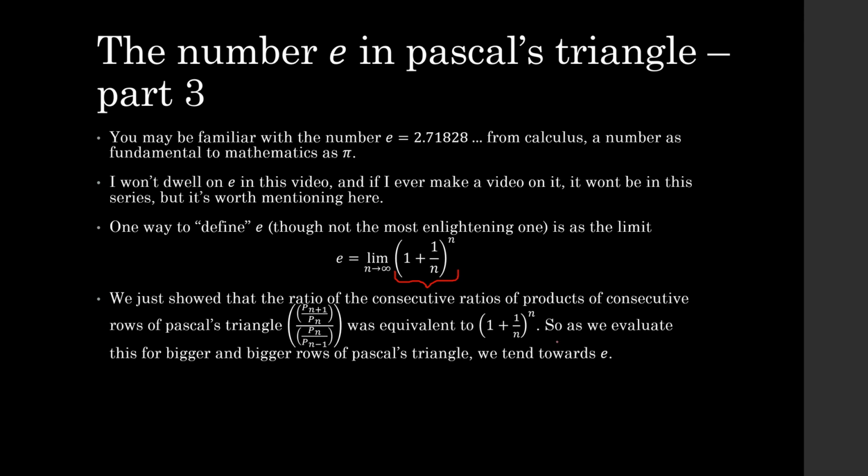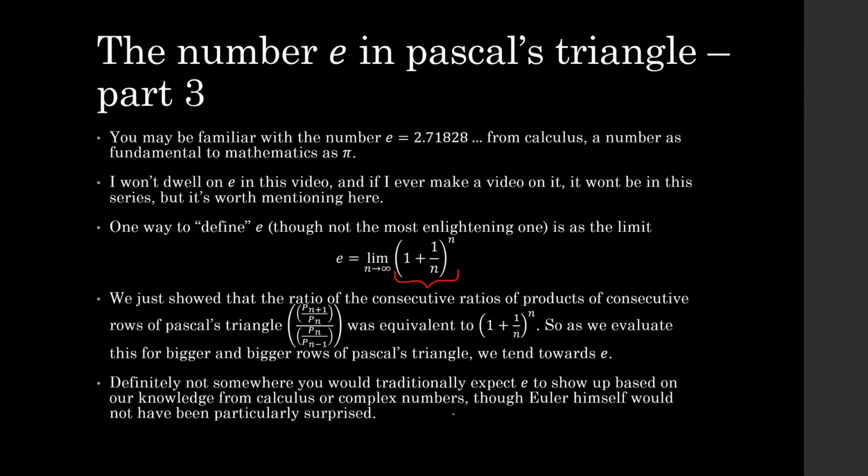So as we evaluate this for bigger and bigger rows of Pascal's triangle, this is going to tend towards e, because doing this for bigger and bigger rows is taking the limit as it approaches infinity of this. And so that's definitely not somewhere you would traditionally expect e to show up, based on our knowledge from calculus or complex numbers, if that's how you studied e first. Well, Euler himself would not have been particularly surprised, and he'd actually shown some infinite series of the factorials that have to do with e.